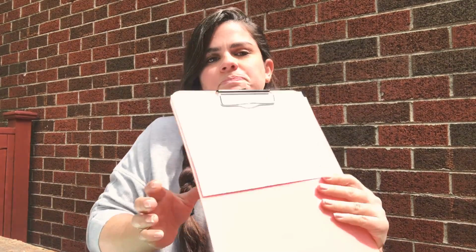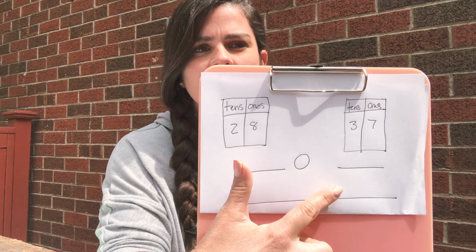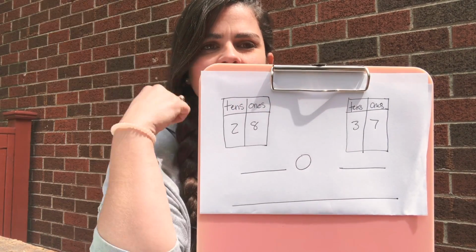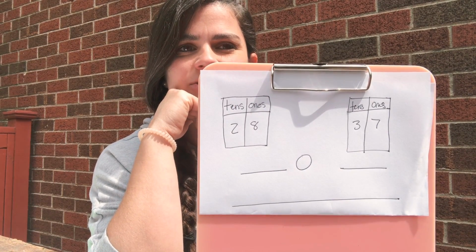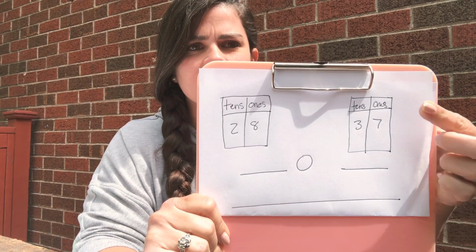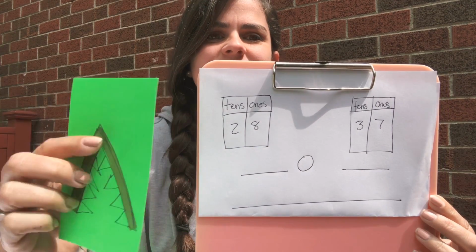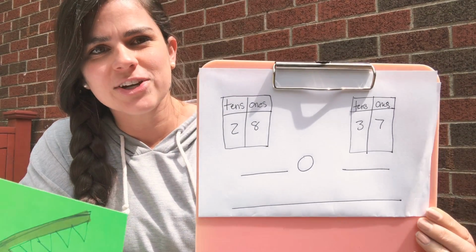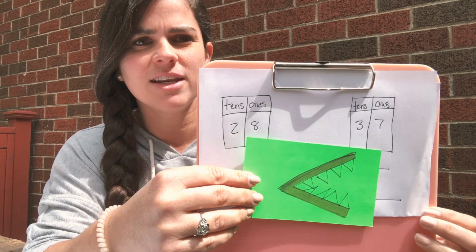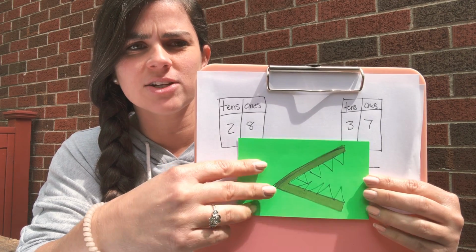All right, so today I want you to look at these two numbers. I wrote them in my place value chart, so you can easily look at my tens and see which one is greater. Which one is greater? Which one would my alligator want to eat? I hope you're saying 37. The alligator would want to eat the number 37. So I would put my alligator this way to eat 37.